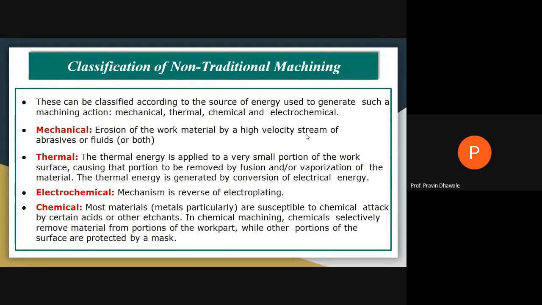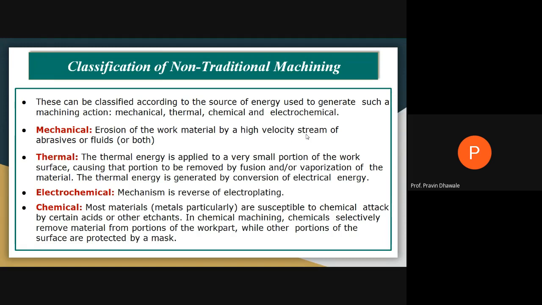So whatever portion from which you have to remove the material from the workpiece, that only is exposed to the chemical. The chemical may be etchants or acids. For that particular portion, a chemical reaction is carried out and material is removed. The other portion of the workpiece will be covered with maskant. Maskant is a mask. It will be an insulator that will not expose the surface of the workpiece to the chemicals.